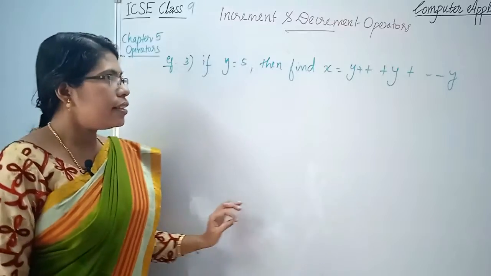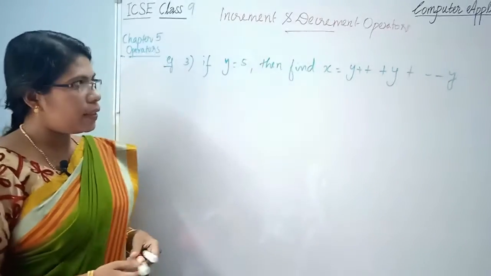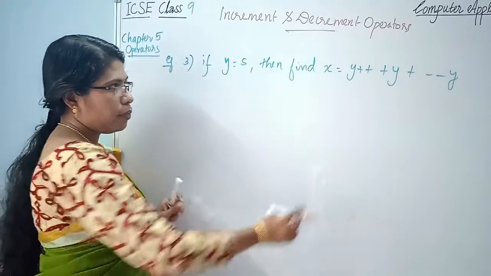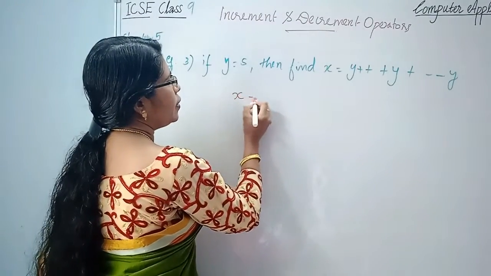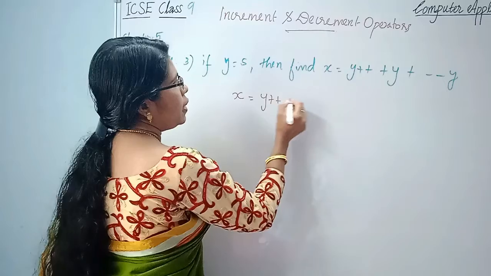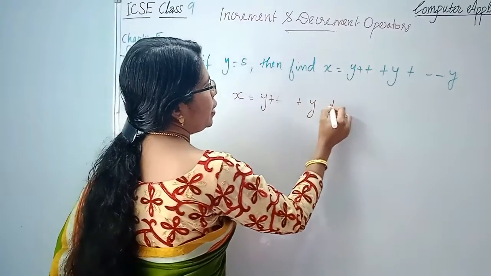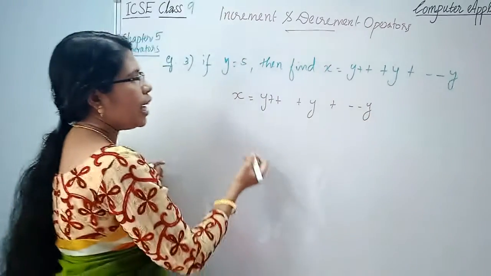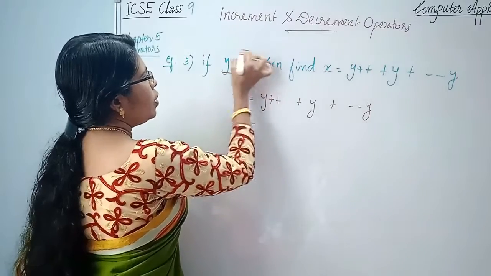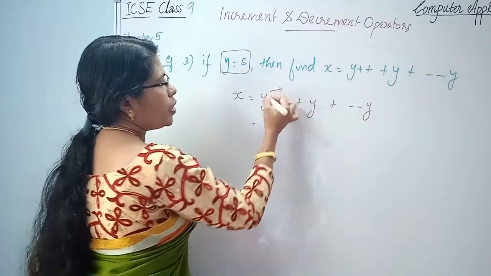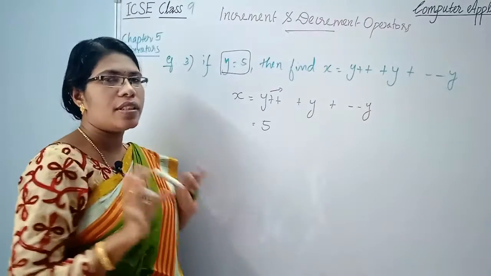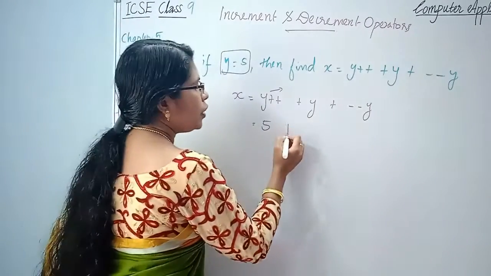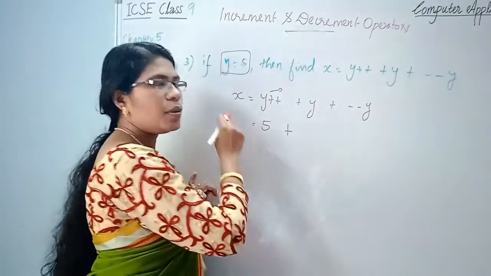Okay, the next third example: if y equal to 5, then find x equal to y plus plus plus y plus minus minus y. So we will rewrite the same: x equals y plus plus plus y plus minus minus y. So what is the value here? Y equal to 5, and this is post increment. Post increment means we will use the value first. So we are using the value first, okay? After using, it has to increase the value.